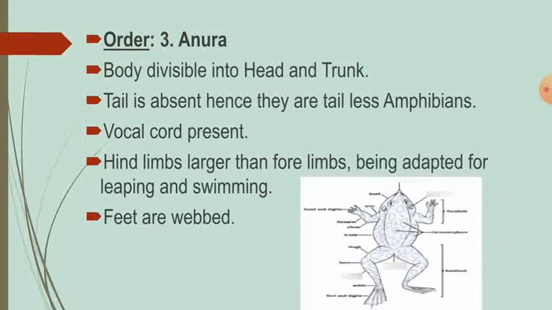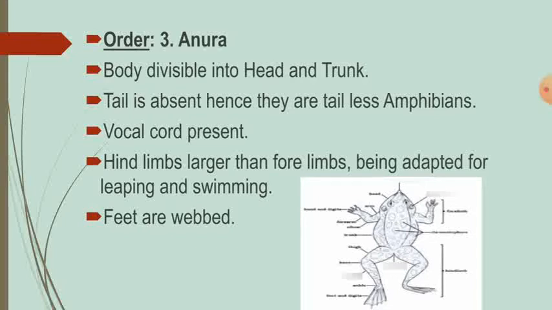And there is the presence of gills and gill slits. Gills and gill slits are present in the larval stage, and these disappear in the adult stage. And the presence of vocal cords. The vocal cord is present, and it produces a croaking sound during the breeding season to attract the female for pseudo copulation.